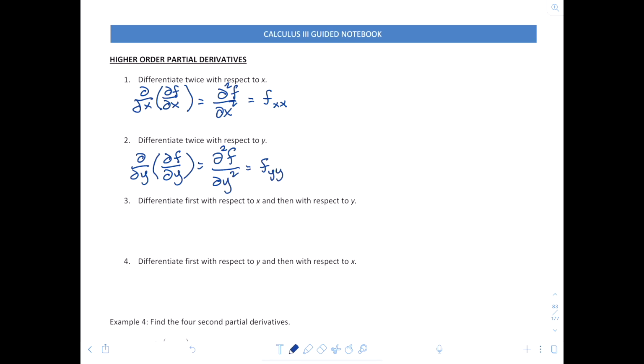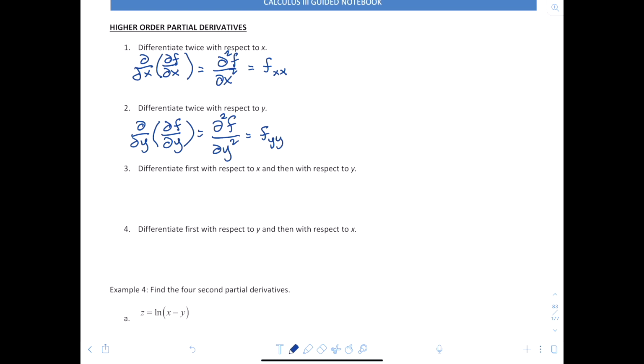That'll give you f_yy. Now, if you differentiate first with respect to x and then with respect to y, you will have d/dy of df/dx, which will give you d squared f over del y del x, and that ends up being f_xy.